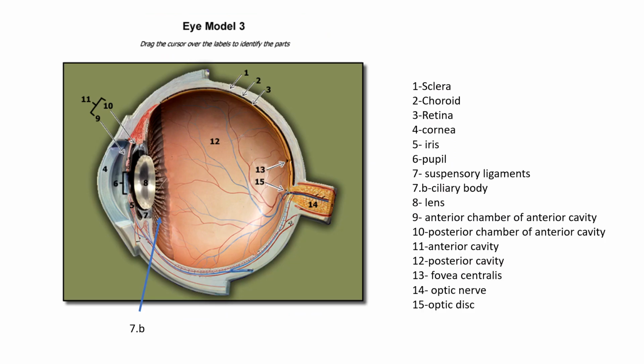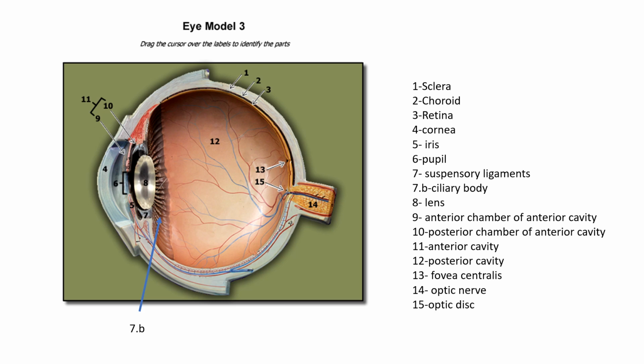Here is another eye model. I will go through them one by one. The white portion out here is the sclera. Deep to it, the colored portion is the choroid, part of the vascular tunic. And then the yellow portion shown here is the retina, part of the neural tunic. The fibrous tunic is comprised of the sclera, shown here with number 1, but also the cornea, shown here as number 4.